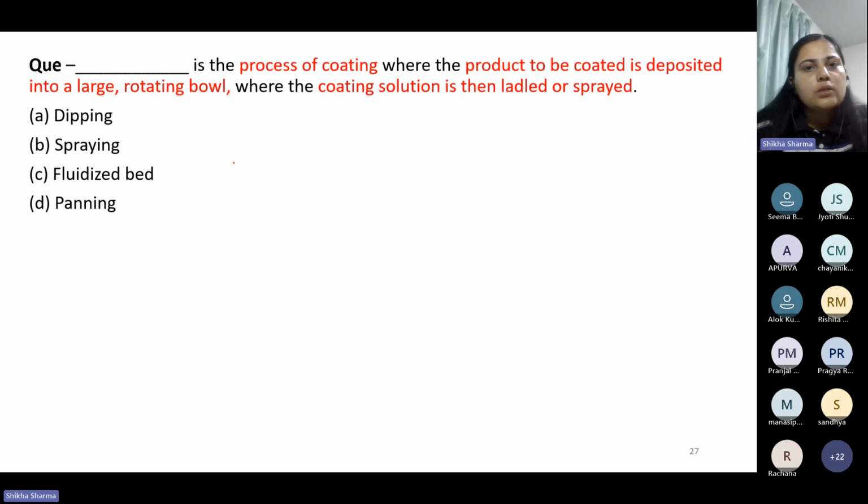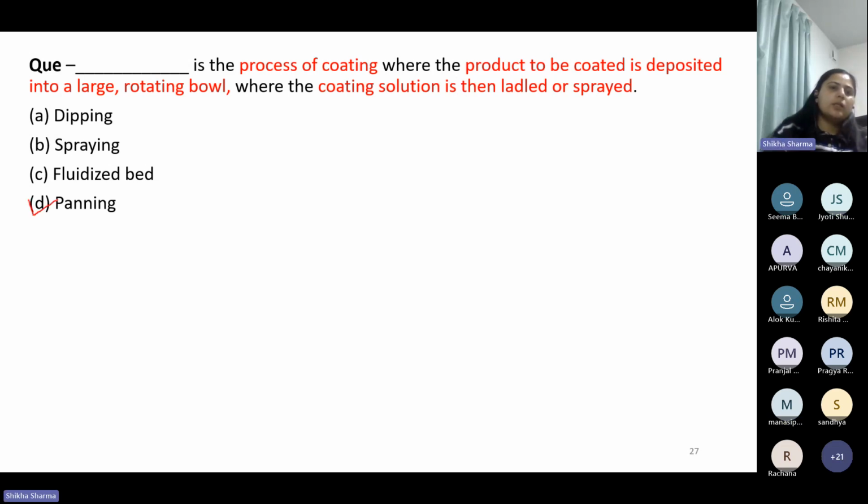Dash is the process of coating where the product to be coated is deposited into a large rotating bowl where the coating solution is then ladled or sprayed. Options: dipping, spraying, fluidized bed, and panning. D, panning. Yes, panning is the correct answer.